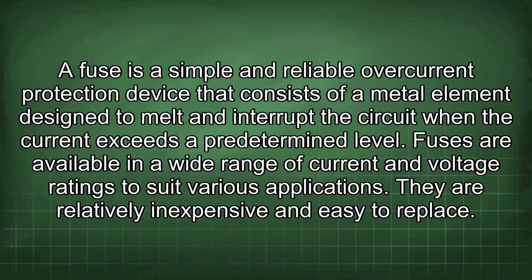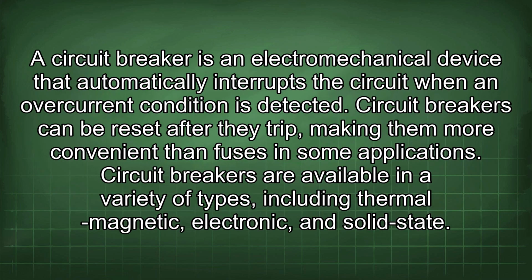Fuses are available in a wide range of current and voltage ratings to suit various applications. They are relatively inexpensive and easy to replace. A circuit breaker is an electromechanical device that automatically interrupts the circuit when an overcurrent condition is detected. Circuit breakers can be reset after they trip, making them more convenient than fuses in some applications. Circuit breakers are available in a variety of types, including thermal, magnetic, electronic, and solid state.